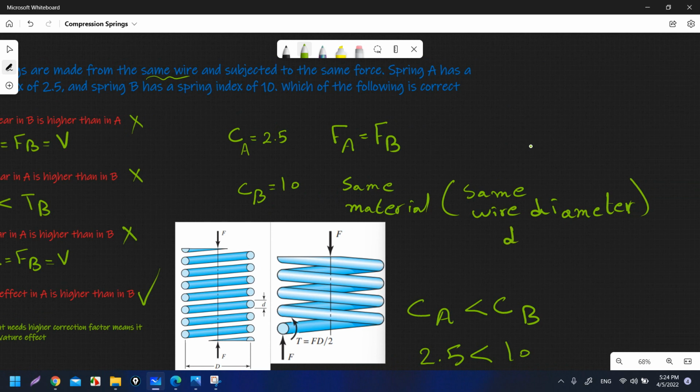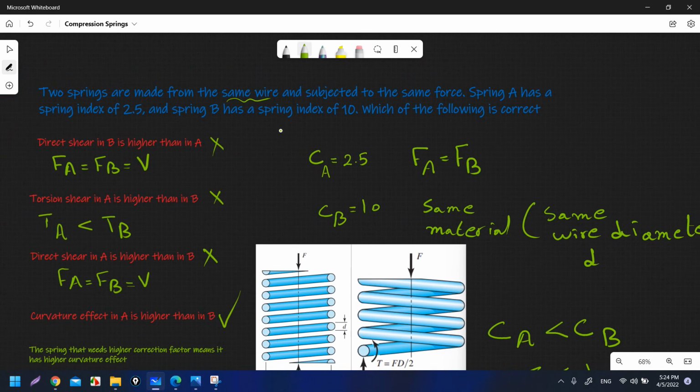So small d for the first one is equal to small d for the second one, and they are subjected to the same force. So we also consider that Fa is equal to Fb, where A is the first spring and B is the second spring. Spring A has a spring index of 2.5, so Ca is equal to 2.5, and spring B has a spring index of 10, so Cb is equal to 10. Which of the following is correct?